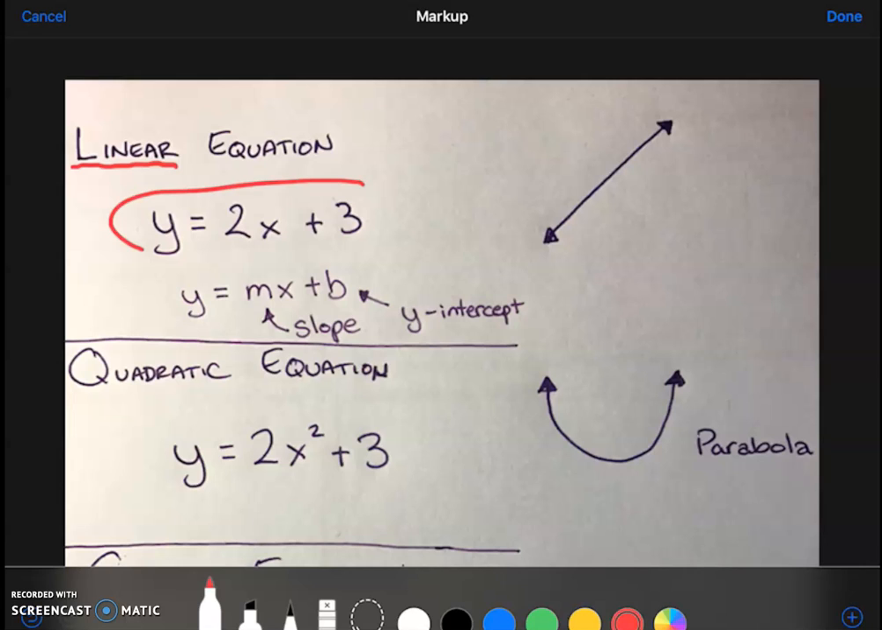I just have an example. Y is equal to 2x plus 3. The 2 is the slope, and the 3 is the y-intercept. And that would create a straight line if we break out graph paper.